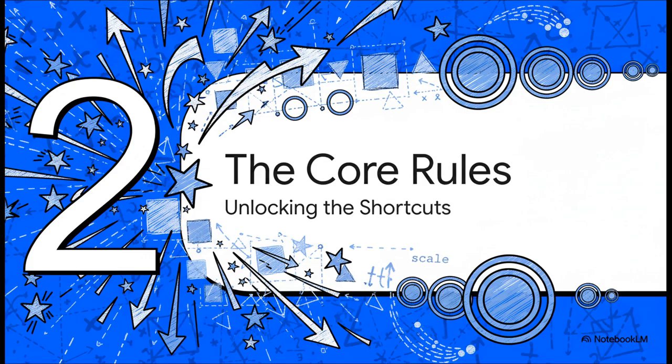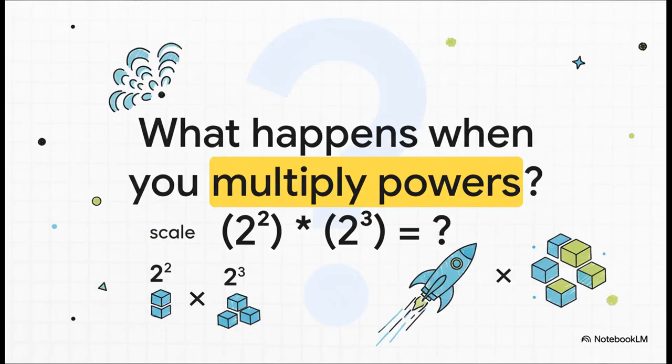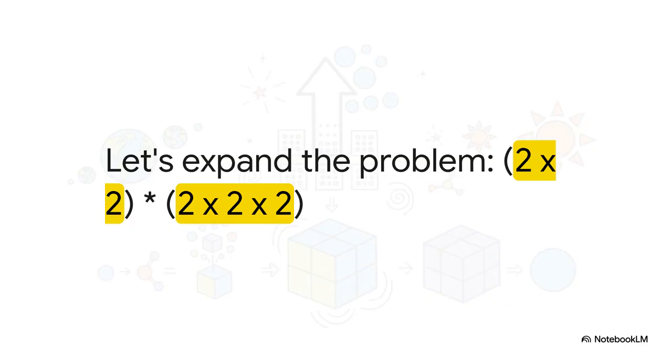All right, now that we've got the basic idea down, let's see how this builds into some really powerful shortcuts. And look, these aren't just random rules you have to memorize for a test. They're actually just really clever patterns, and once you see how they work, it all just clicks. All right, let's try something. What happens when you need to multiply two numbers that are already using exponents, like 2 squared times 2 cubed? Now, you could figure out each one separately and then multiply them, but there's a way cooler shortcut. The trick here is to just write it all out. Let's expand it to see what's actually happening under the hood. 2 squared is just 2 times 2, and 2 cubed is just 2 times 2 times 2.